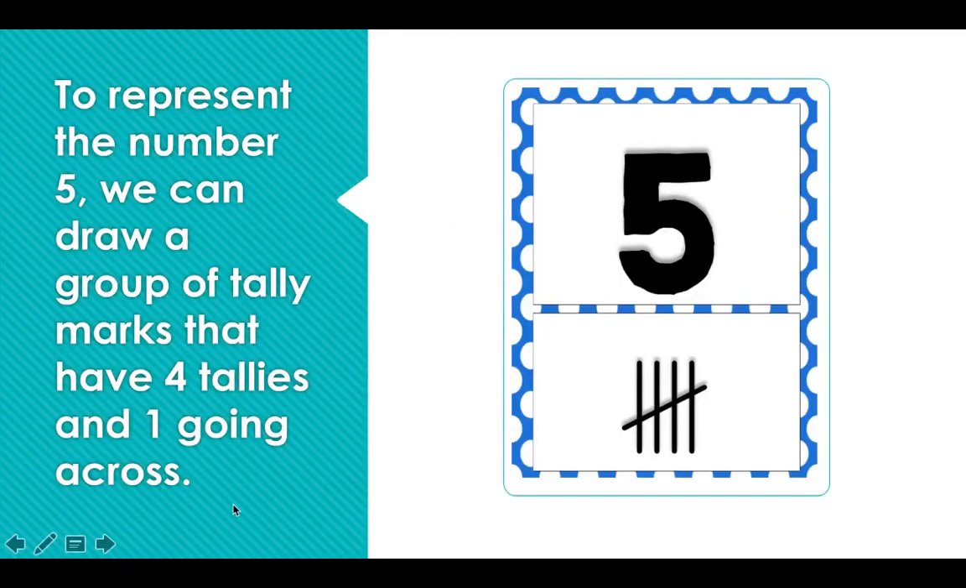Now, to represent the number 5 using tally marks, it's a little different. To represent the number 5, we can draw a group of tally marks that have 4 tallies going up and down and 1 that goes across. This group of tally marks shows 5 tally marks. So anytime I see a group of tally marks that looks like this, I don't have to count each dash, but instead I know that this is one group of 5 tallies.